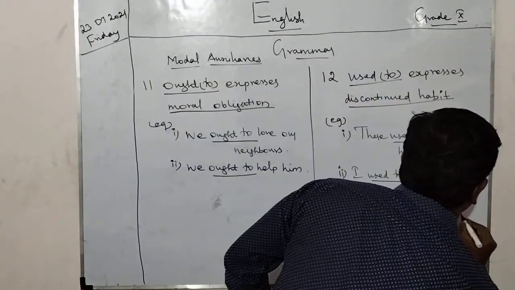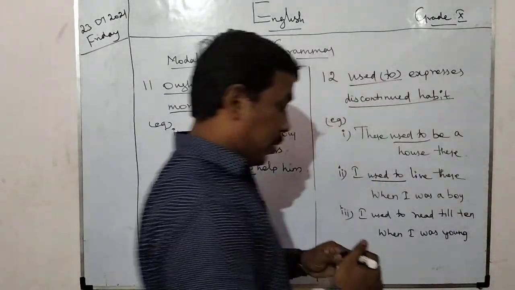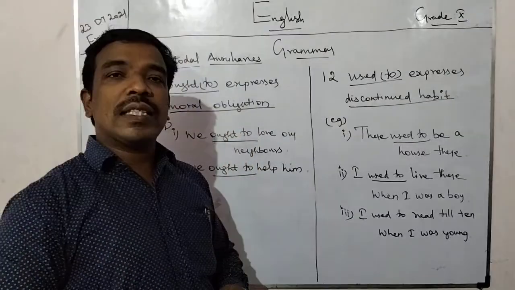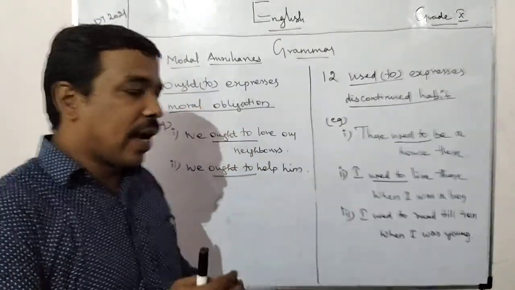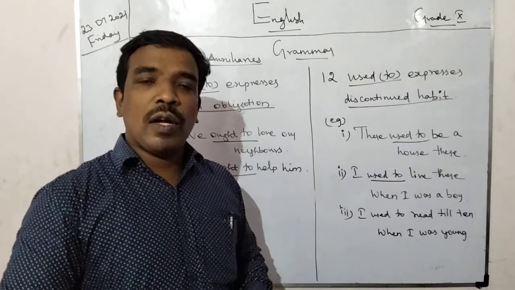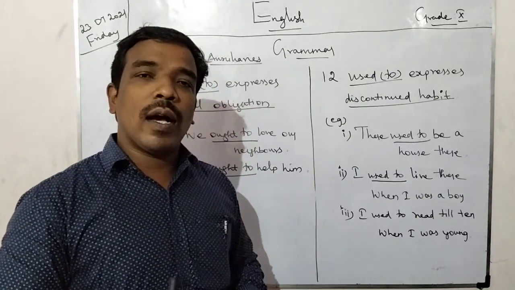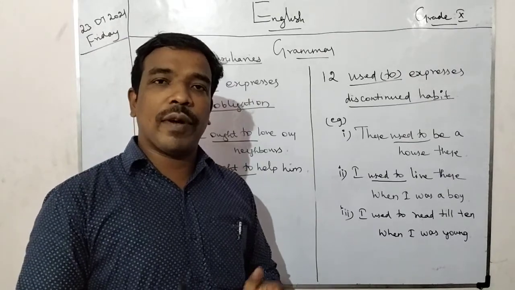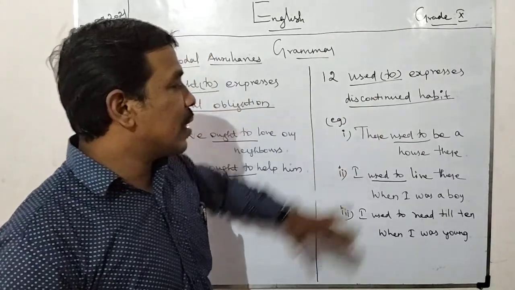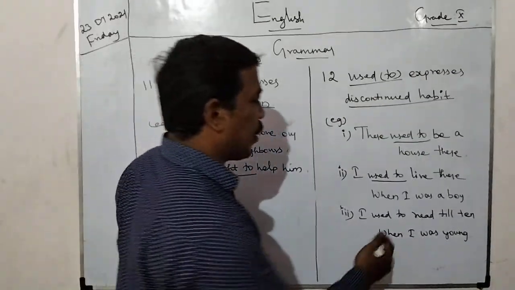Lived till 10, when I was young. This is a type of discontinued habit. I used to play tennis. I used to play cricket when I was a young boy. I used to swim across the river when I was young. So these words are for discontinued habits.